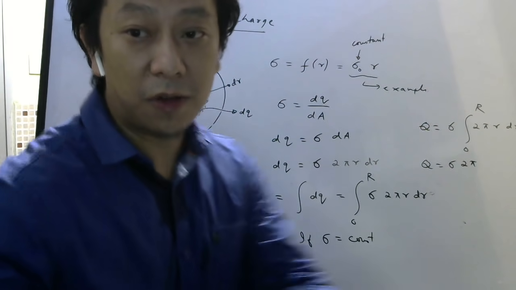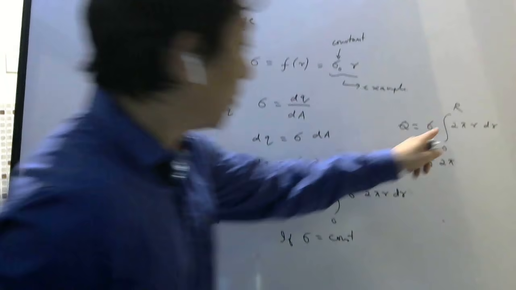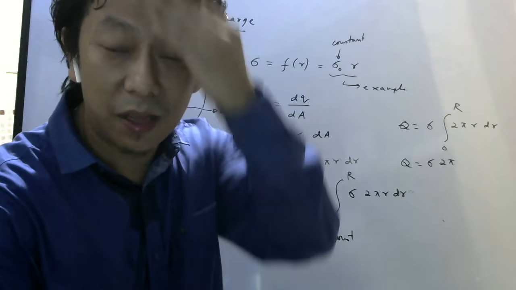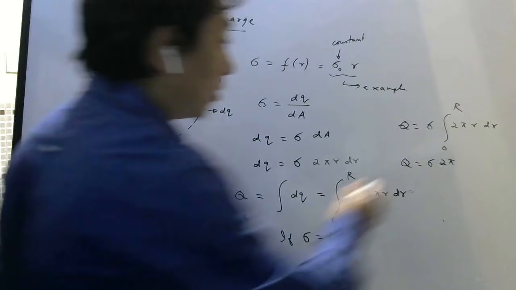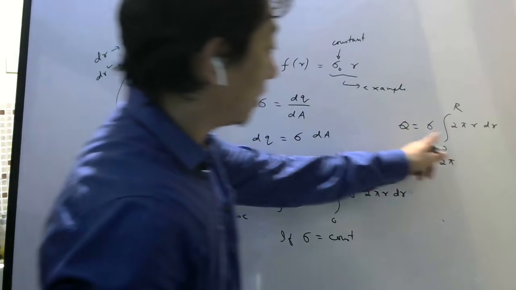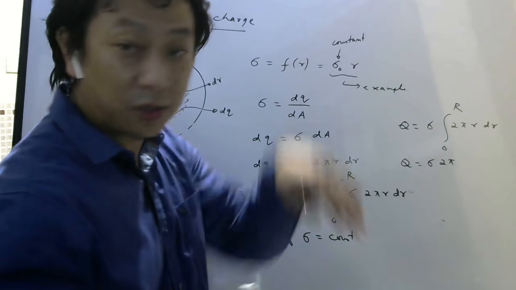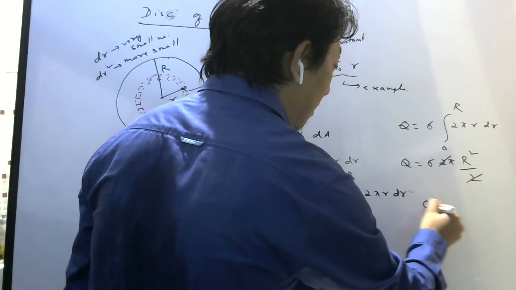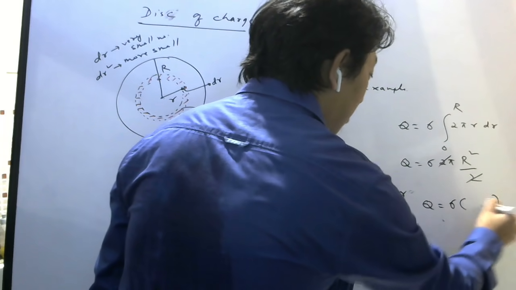Now see, what do you have? Now the integral of x dx, like that. No, this is r dr. What is the formula? X square by 2. So the integral of r dr is r square by 2. Then put the upper limit. You will get R square by 2. 2 will cancel. So the total charge will be sigma into pi R square.